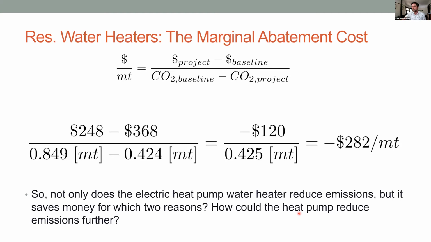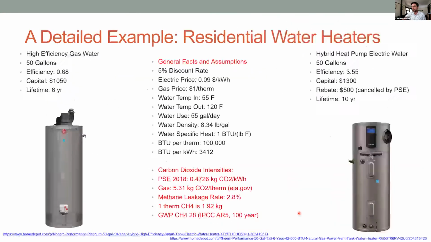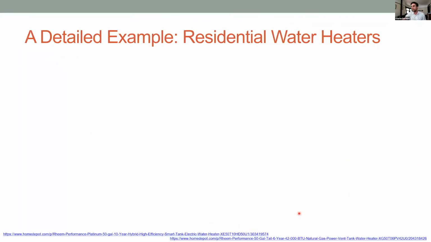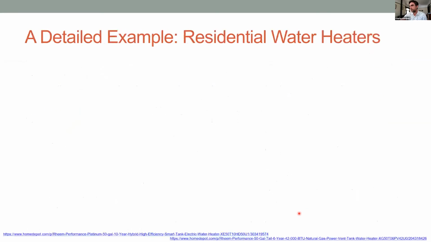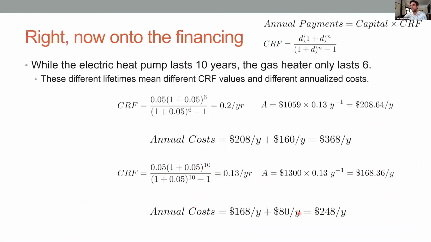So this was negative 282 per metric ton. The light bulb was negative 221 per ton. So switching water heaters would be a little bit more negative than the light bulb. So let's get into that.